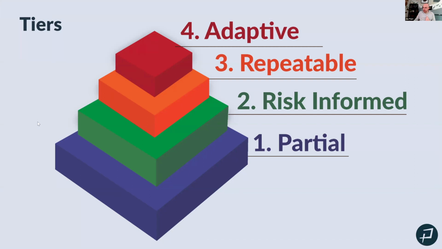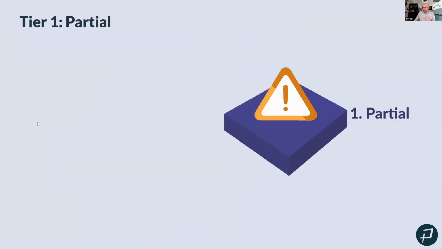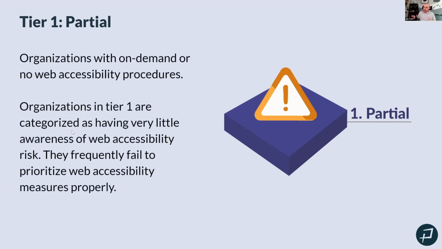And we'll go over each of those. So partial is that bottom tier. So this would be an organization with on-demand or no web accessibility procedure. So maybe you're here right now, or every org at some point was here, right?